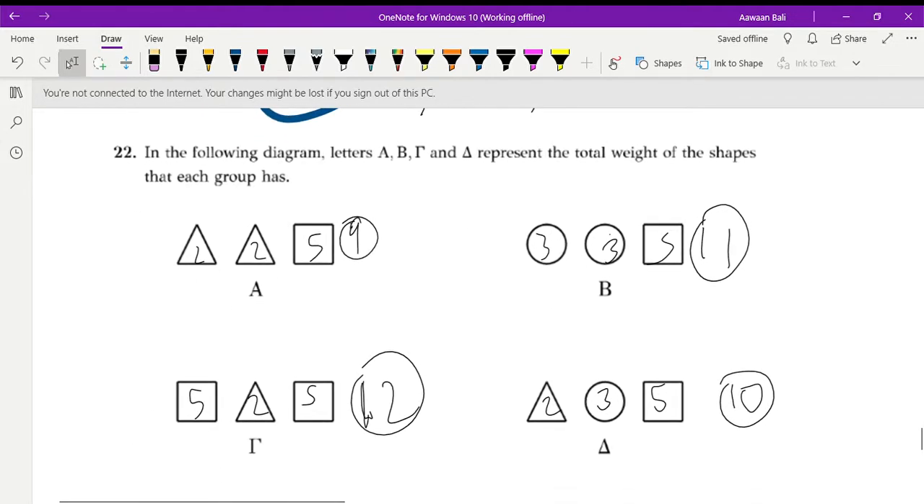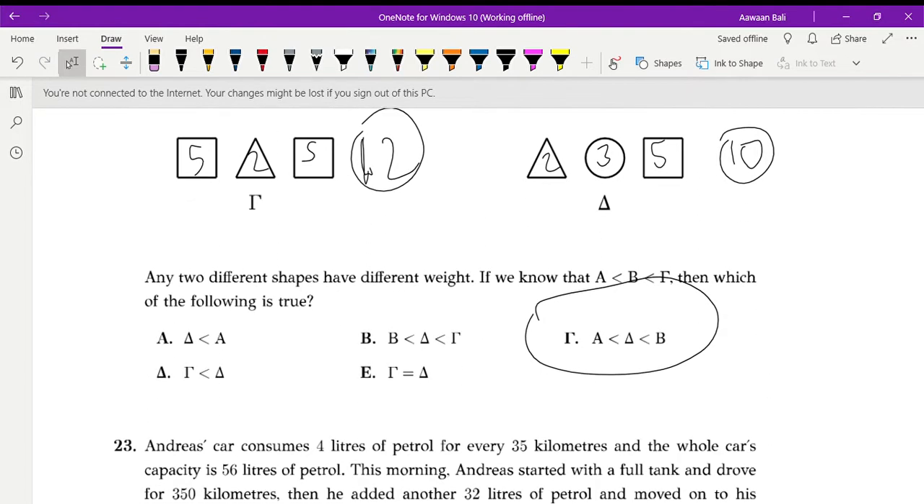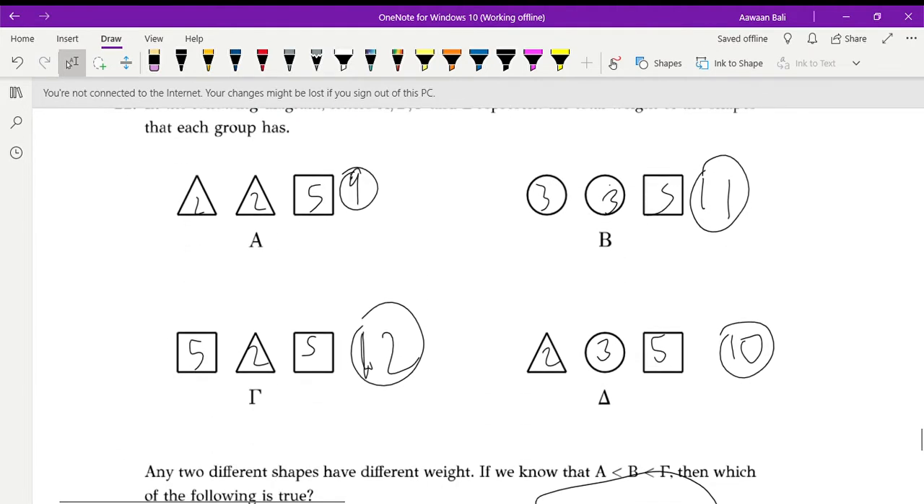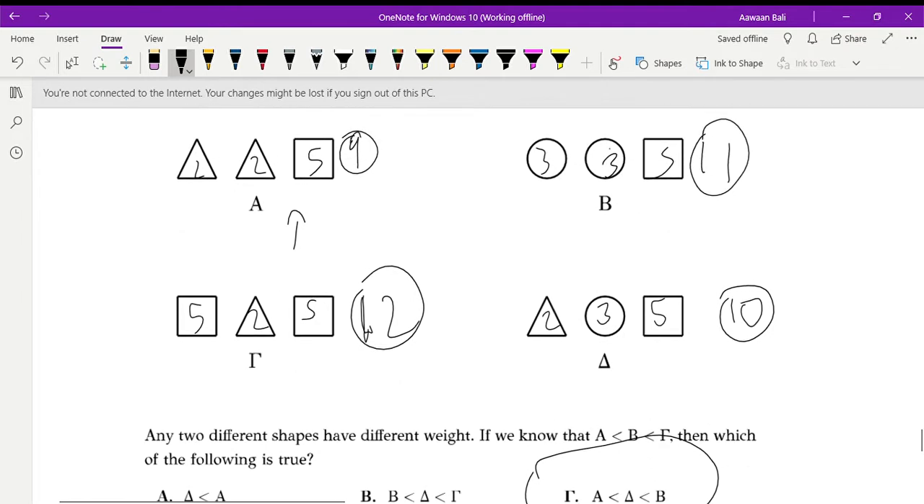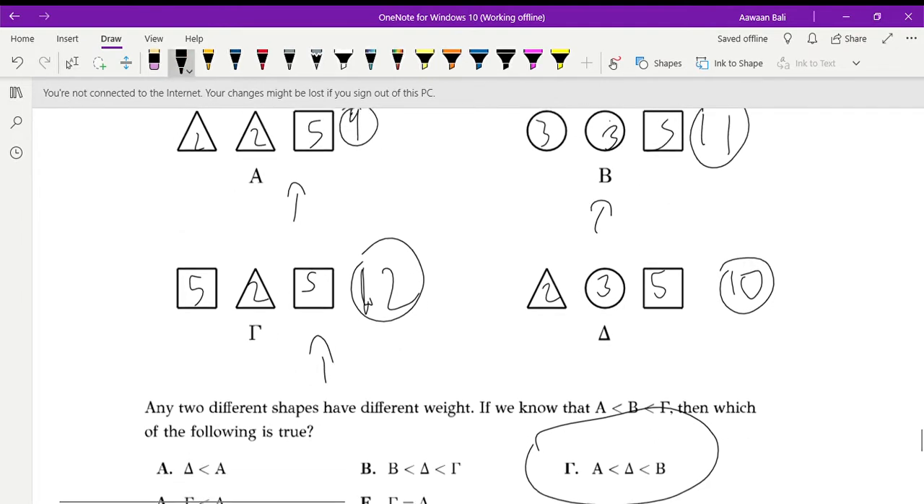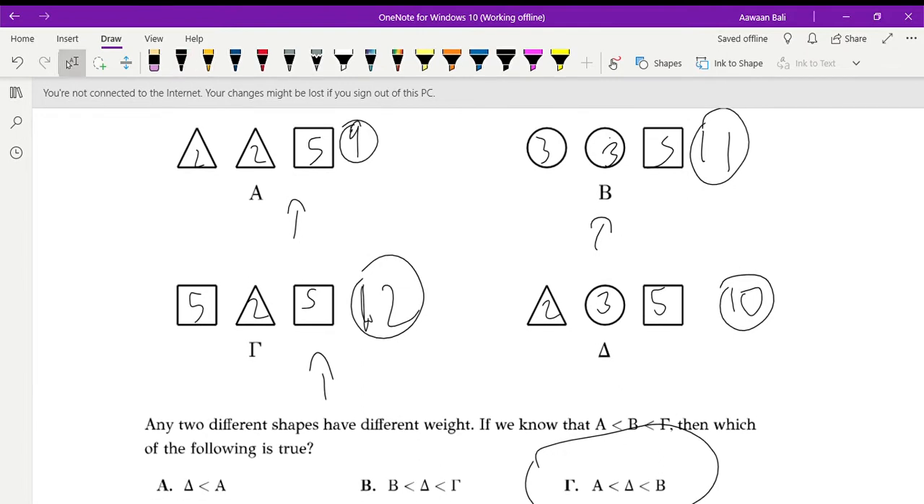B, basically. In the following diagram, the letters alpha, beta, gamma, and delta represent the total weight of the shapes that each group has. So these are all the groups. Now, any two different shapes have a different weight. If we know that alpha here is less than beta and beta is less than gamma, then which of the following is true? So we're correlating this fact with the value of delta.